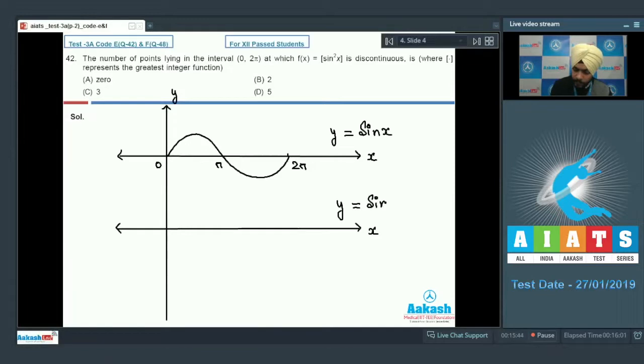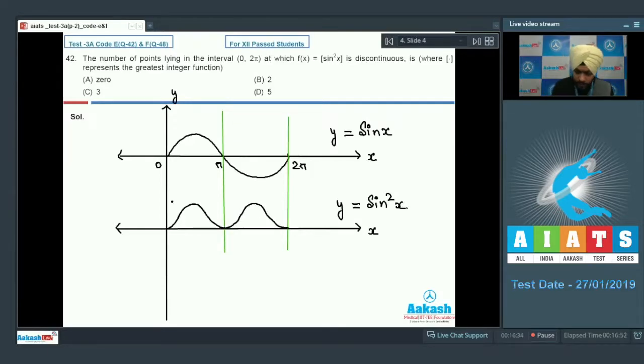When we draw the graph of y equal to sine square x, we know that in the first quadrant as well as in the second quadrant sin x is positive, lying between 0 to 1. Sin square x again lies between 0 to 1. The nature of the graph changes something like this. Further, in the third and the fourth quadrant, no doubt sin x is negative, but sin square x will be a positive quantity. Again, something like this.